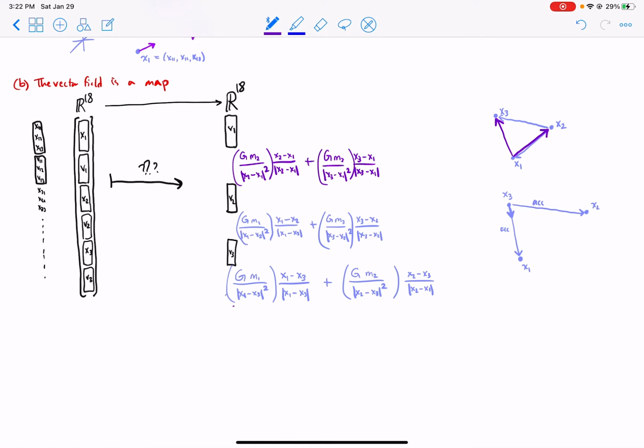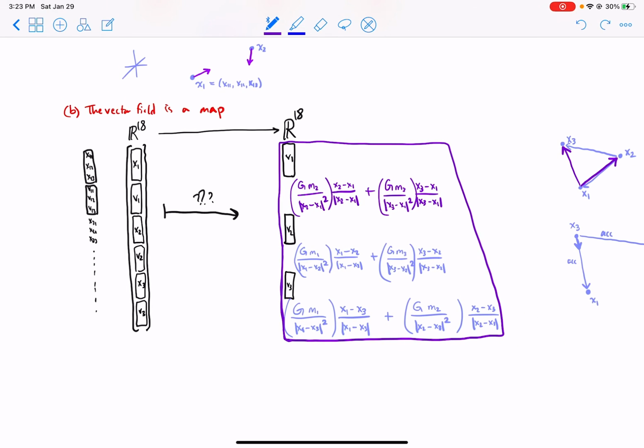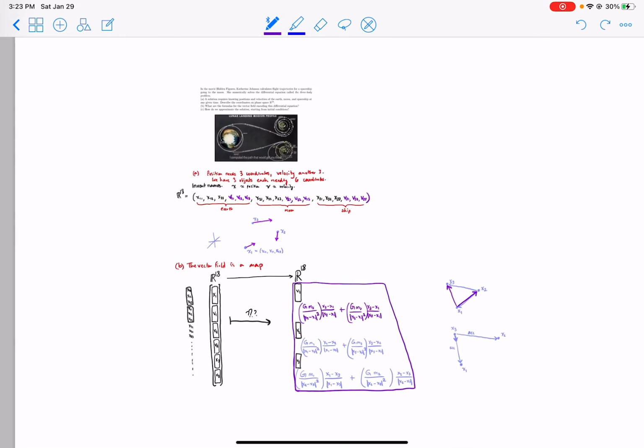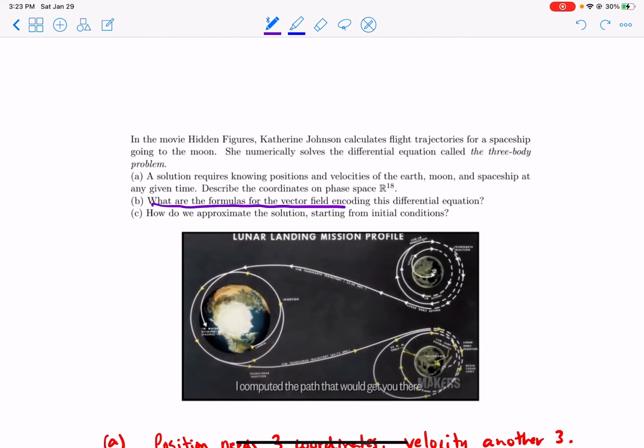And now this whole thing is a vector of 18 component functions. I haven't written out each of them, I instead used vector notation to greatly simplify the formulas here. And a computer has no problem with vector notation, so that's all right. And I'm done with part B. What are the formulas for a vector field? Done.